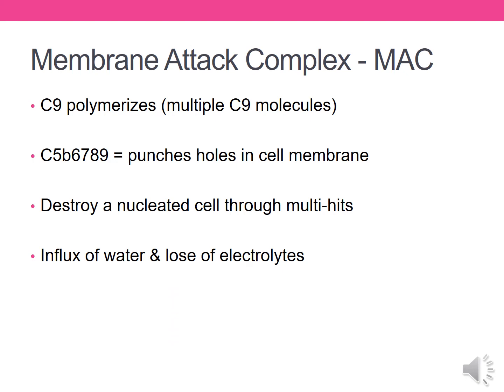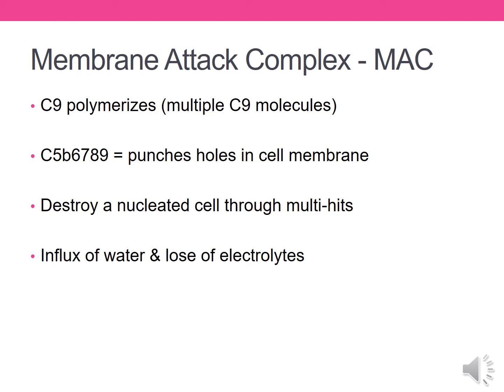So the last one that we're waiting for is C9. This is our last complement component that we are actually waiting for to have a complete cascade. So C9 polymerizes. So we'll have multiple C9 molecules connect to this C5b678 complex. Once we have this C9 attached to this C5b complex, it is now able to punch holes into the cell membrane, and thus it can destroy a nucleated cell through what we call multiple hits.